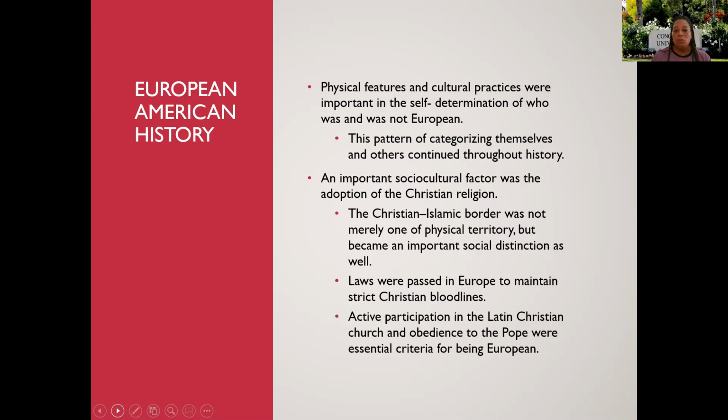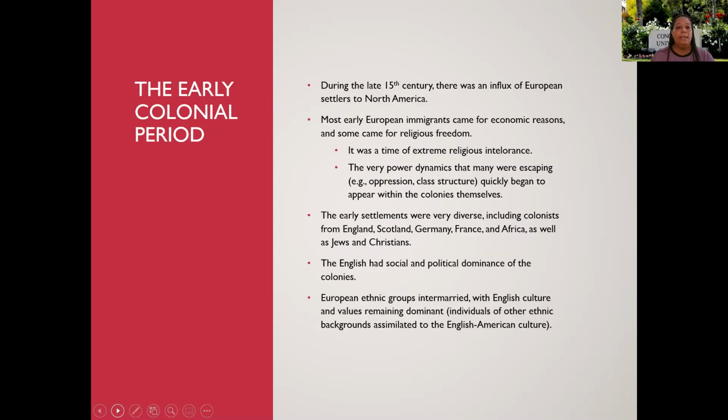The physical features and cultural practices were important in the self-determination of who was and who was not European. This pattern of categorizing themselves and others continued throughout history. An important social cultural factor was the adoption of the Christian religion. The Christian/Islamic border was merely one of physical territory, but became an important social distinction as well. Laws were passed in Europe to maintain strict Christian bloodlines, and active participation in the Latin Christian culture and obedience to the Pope were essential criteria for being European.